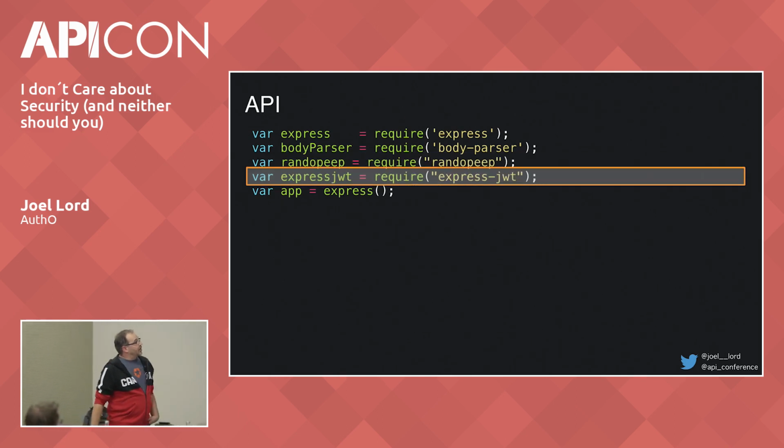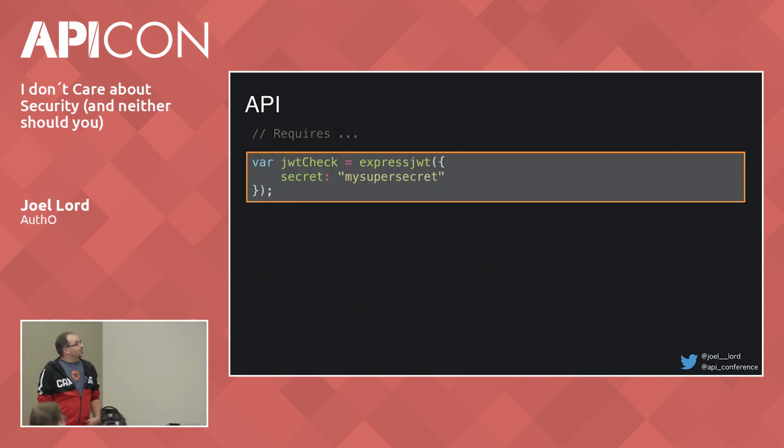So I'll use this library, Express JWT, which is a middleware that basically does that. It decodes the JSON Web Token and ensures that it's a valid one. Like I said, if you want to protect your APIs, try to find a library that does that for you. And then you start Express.